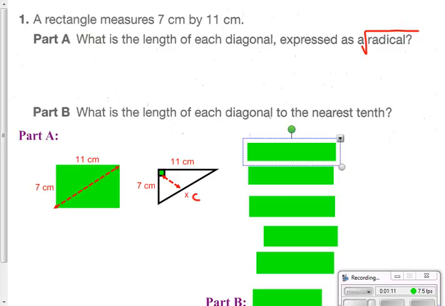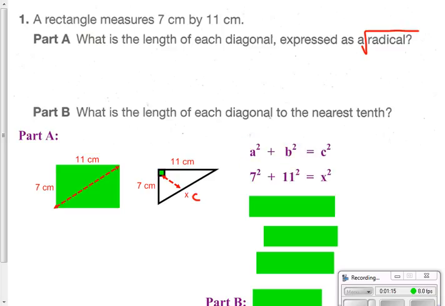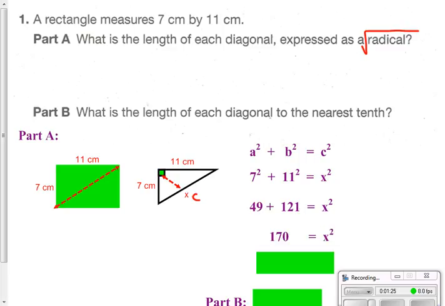So now you're going to use your equation a squared plus b squared equals c squared. Plug in 7 and 11, those are both legs, and you're solving for x. Do your squares: 7 squared is 49, 11 squared is 121. Add them together, we get 170.